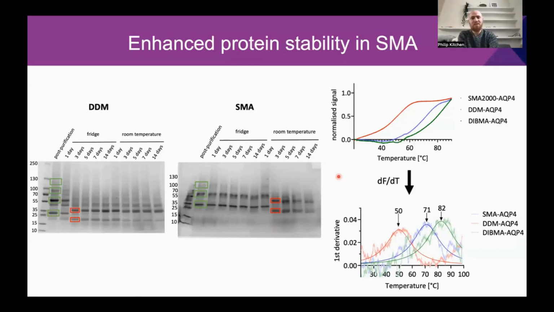And then on the right is just another way of showing something similar. So this is a protein unfolding experiment where we use a cysteine reactive dye and ramp up the temperature. And as the protein unfolds, exposed cysteines become accessible, the dye binds, and we see a fluorescence signal. And you can see there's a clear shift in the unfolding temperature between the detergent solubilized protein in red and the two polymer solubilized proteins in blue and green.